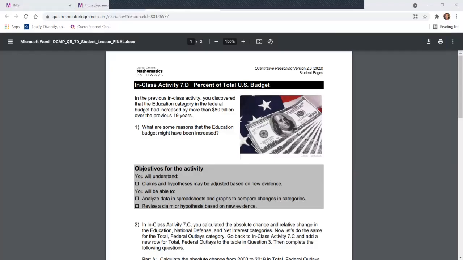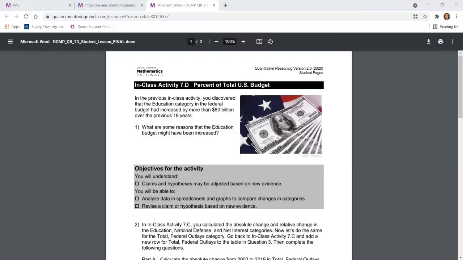Lesson 70 begins by saying, in the previous in-class activity, you discovered that the education category in the federal budget has increased by more than 80 billion over the previous 19 years. So pause and ask some people around you, what are some reasons that the education budget might have been increased? Get a good discussion going, get some thoughts, and jot down some ideas.